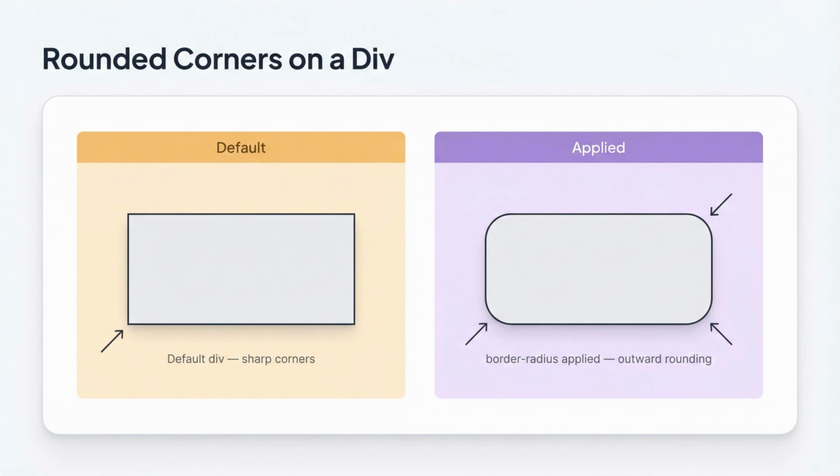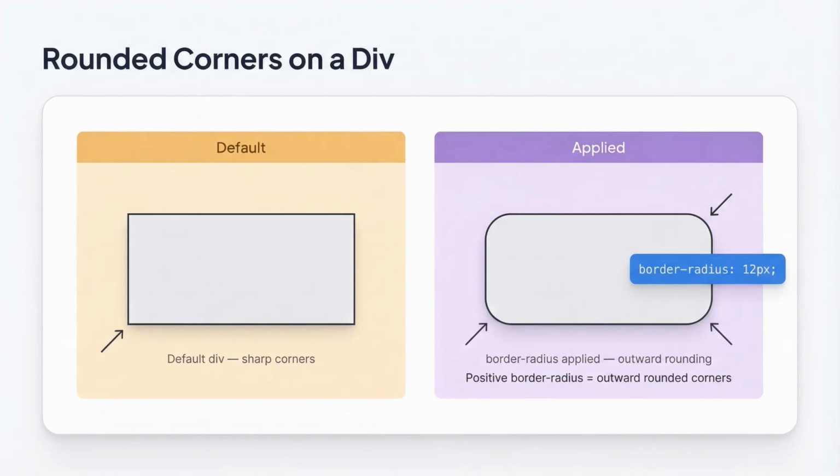This is extremely common in modern UI design. You simply add border radius with a pixel or percentage value to the element's CSS. The larger the value, the more pronounced the rounding. A value of 50% on a square element will even turn it into a perfect circle. This is one of the most used CSS properties for modern card-based and button designs.